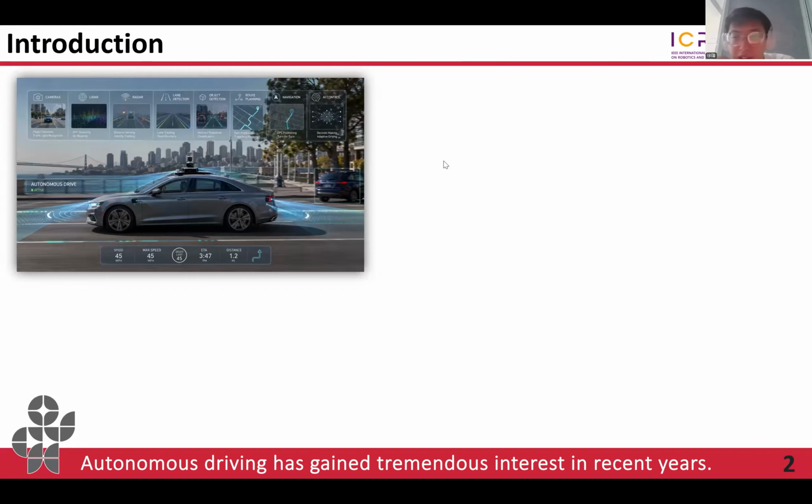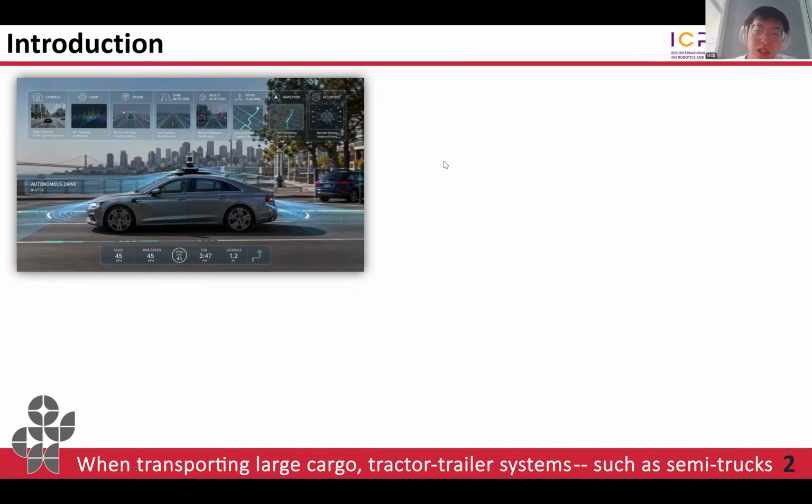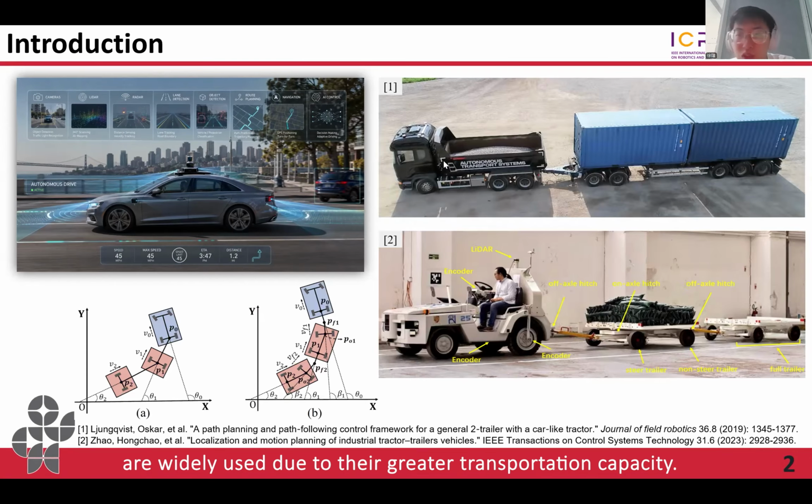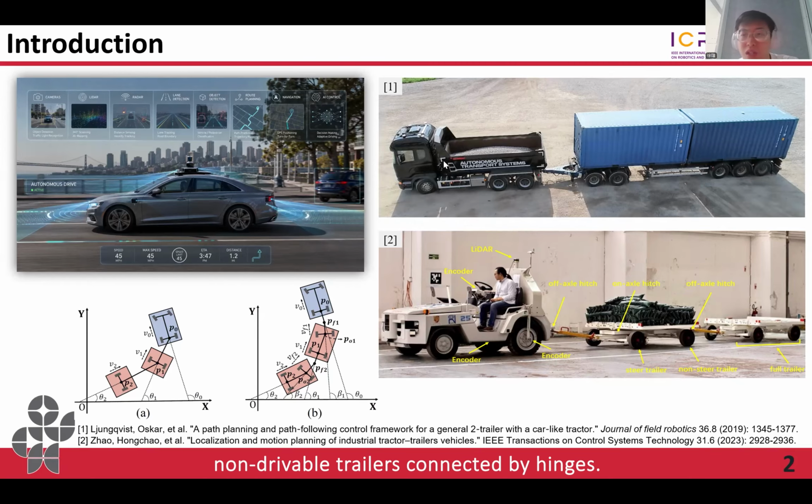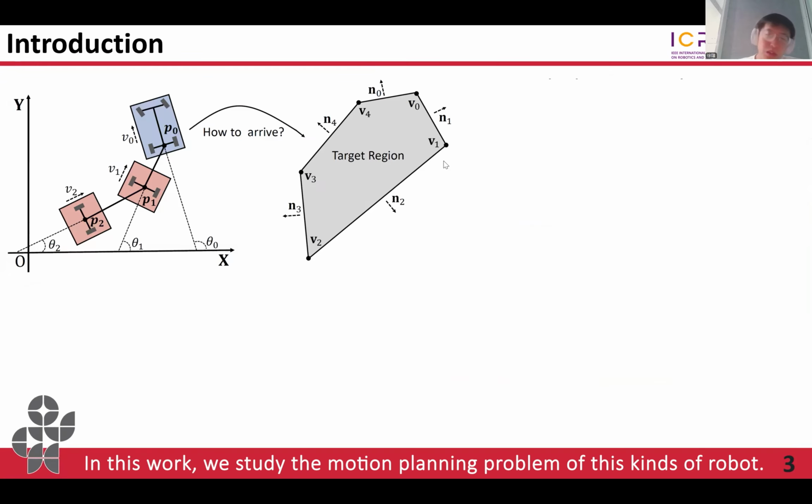Autonomous driving has gained tremendous interest in recent years when transporting large cargo. Tractor systems such as semi-trucks are widely used due to their greater transportation capability. This tractor robot consists of a drivable tractor and multiple non-drivable trailers connected by hinges. In this work, we study the motion planning problem of this kind of robot.